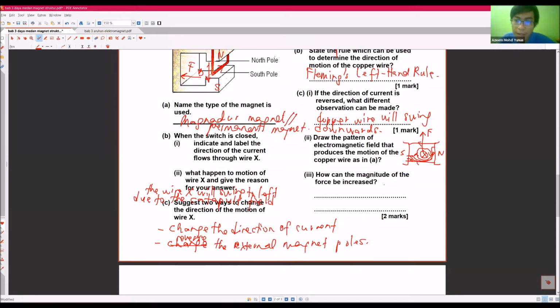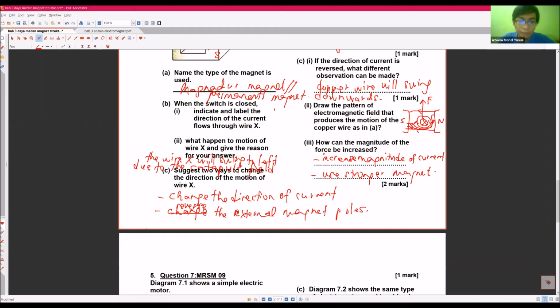Number 3, how can the magnitude of the force be increased? So again, based on the Fleming left-hand rule, we have two things: the strength of the magnet or the strength of the current. Increase the magnitude of current. Use a stronger magnet. Okay.